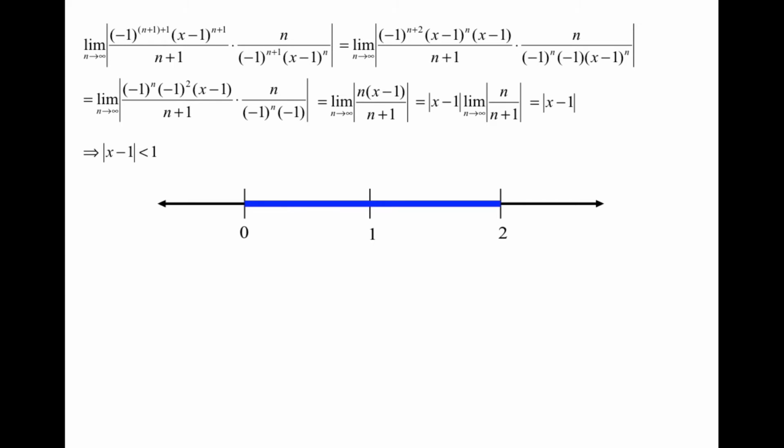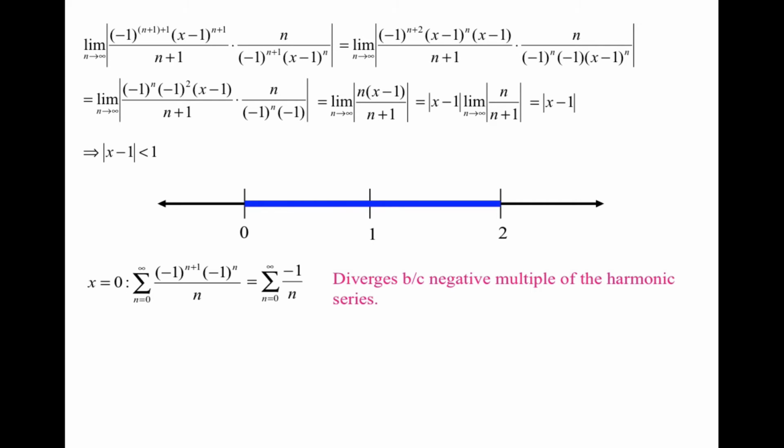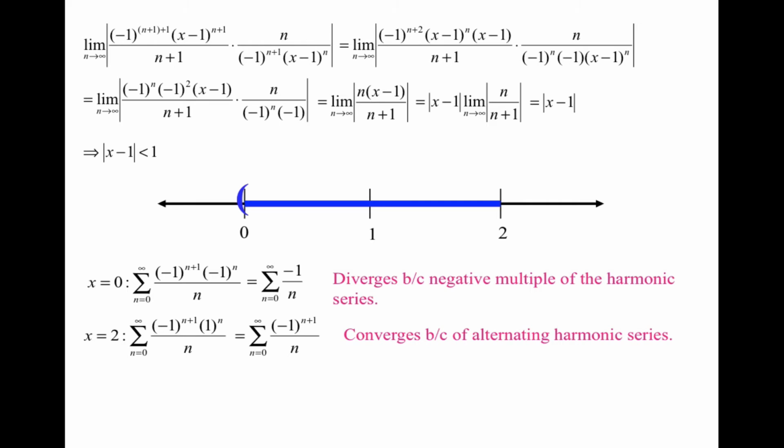I need to test my endpoints at 0 and 2 for the series to see if it converges or diverges. So when x equals 0, I'm going to get -1 over n, which diverges because it's negative multiples of the harmonic series. So that means I got a parenthesis at 0. And then I have x equals 2. And when I do that, I'm going to get the following. And this converges because it's the alternating harmonic series. So I have a bracket at 2. So that means my interval of convergence for this series is from 0 to 2, including 2.